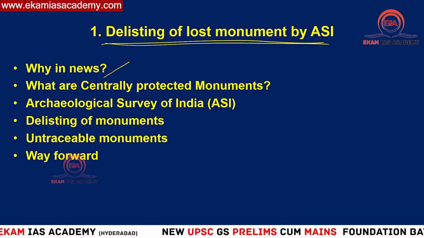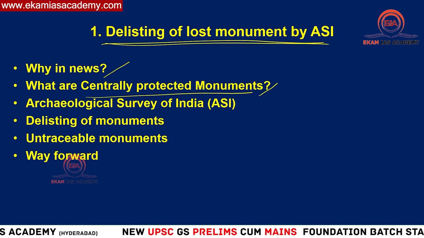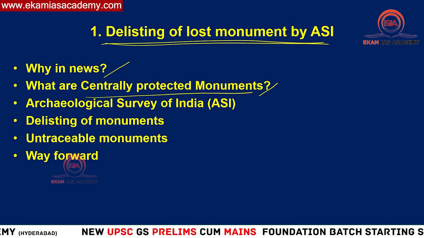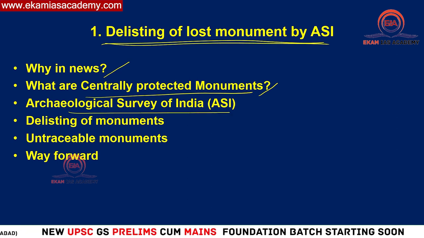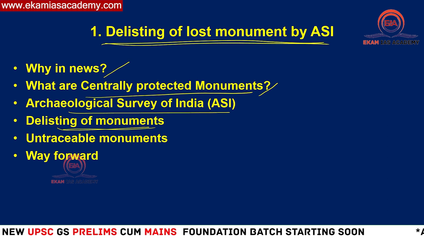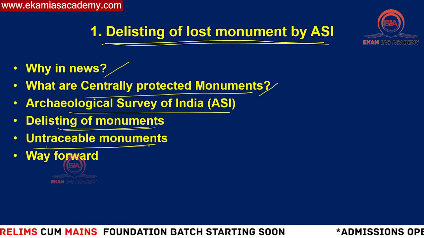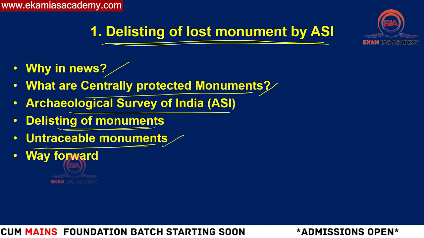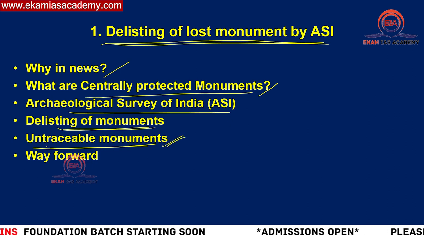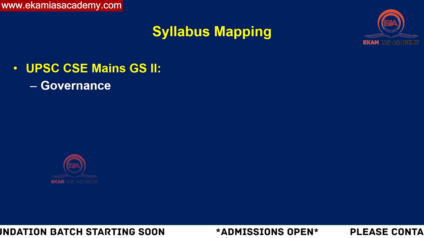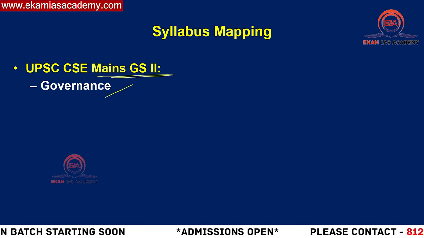So why it is in news, what are the centrally protected monuments and what are the benefits they have, what is the role of Archaeological Survey of India, what is the meaning of delisting of monuments, and what will be its impact. Then what are these untraceable monuments? There is another term which you need to know, and then we'll look into the way forward for this issue. This forms part of GS paper 2 in the governance section.